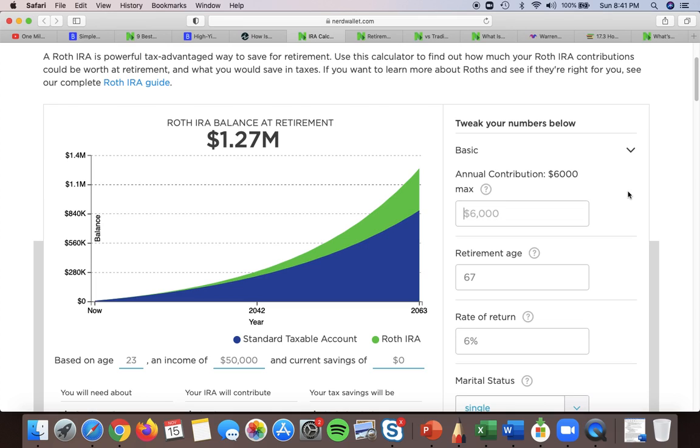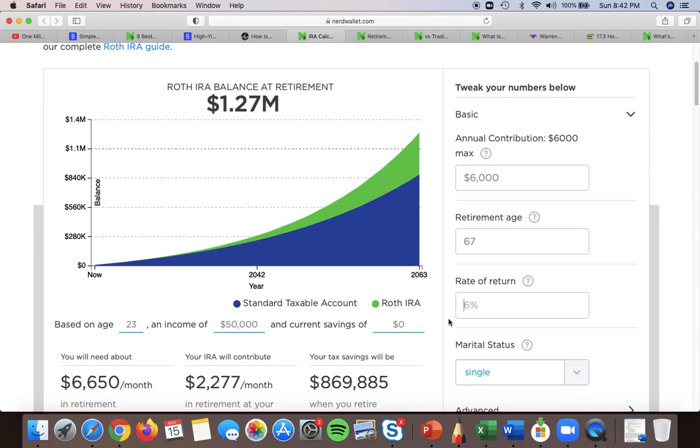If I hit done here, based on this criteria, let's suppose this individual starts contributing the annual max amount allowed to a Roth IRA account, $6,000 a year. If they retire at age 67 and invest in a well-diversified stock portfolio where it's not at all crazy to assume a 6% annual rate of return, this graph shows the difference between if they made their investments through a Roth IRA account versus a taxable account, say like a traditional IRA or a 401k.